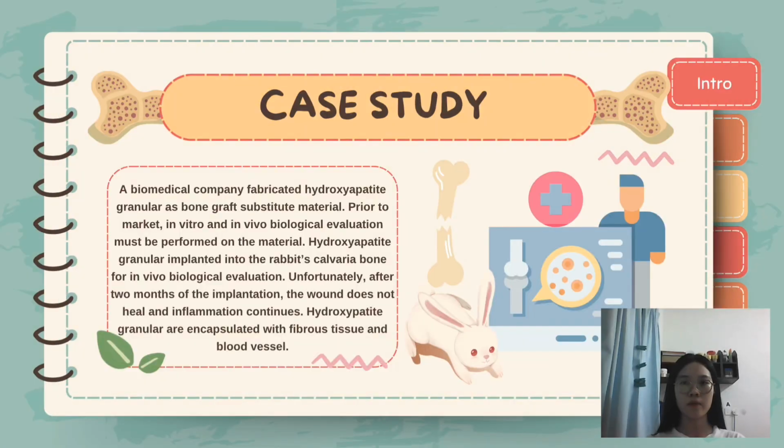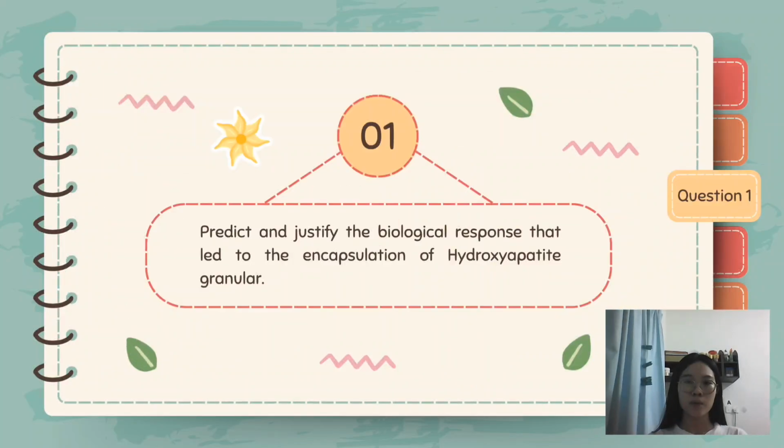A biomedical company fabricates hydroxyapatite granular as bone-graft substitute material. Prior to market, in vitro and in vivo biological evaluation must be performed on the material. Hydroxyapatite granular is implanted into a rabbit calvaria bone for in vivo biological evaluation. Unfortunately, 2 months after implantation, the wound does not heal and the inflammation continues. Hydroxyapatite granular are encapsulated with fibrous tissue and blood vessel. Question 1. Predict and justify the biological response that leads to encapsulation of hydroxyapatite granular.